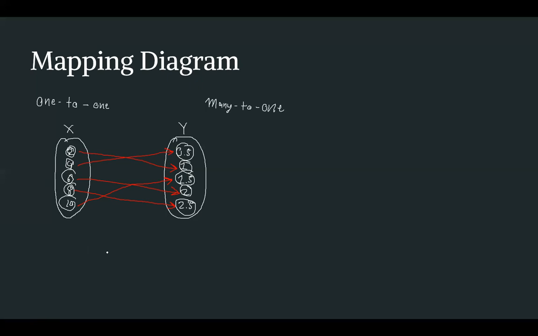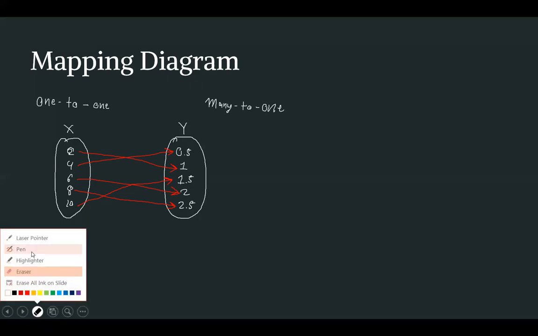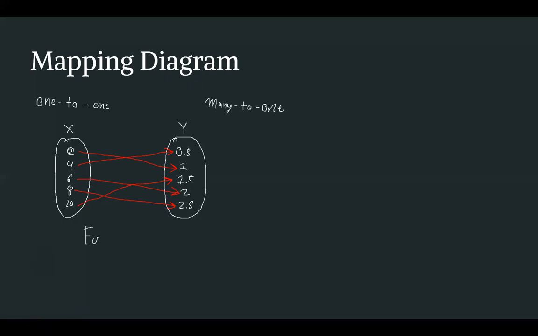So each of them has their own unique output, and each output has its own unique input. So this is what you call one-to-one. This is a one-to-one diagram. Therefore, if the diagram is one-to-one, this is a function already.